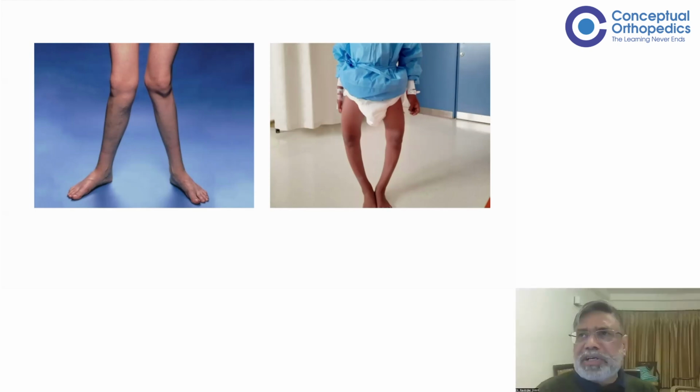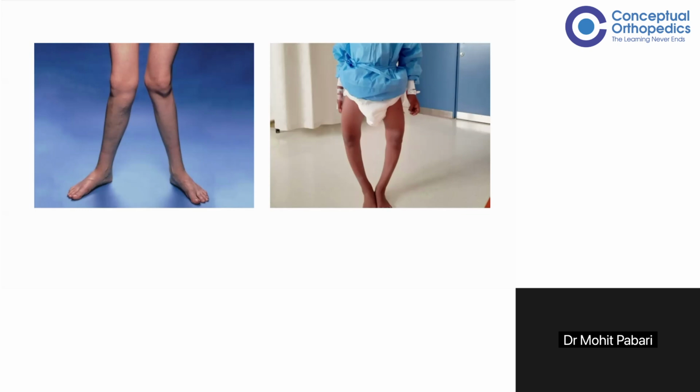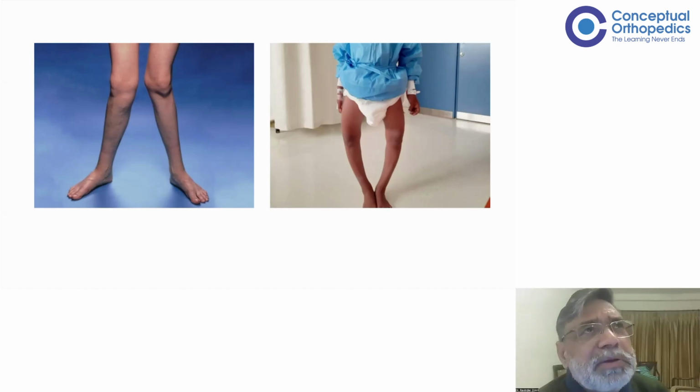Okay, so what is the classical teaching? The classical teaching is that if there is genu varum, then consider it as osteoarthritis and go for osteotomy. But let's say a young girl comes with these deformities. How do you proceed with your examination? What are you looking for? What are the causes?